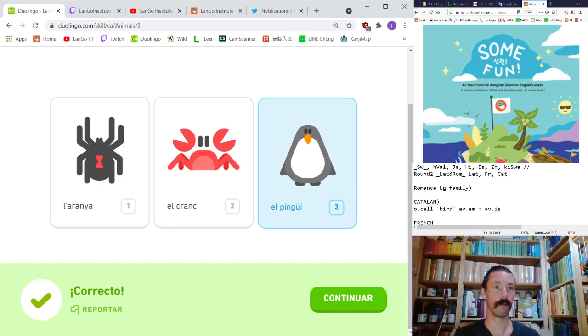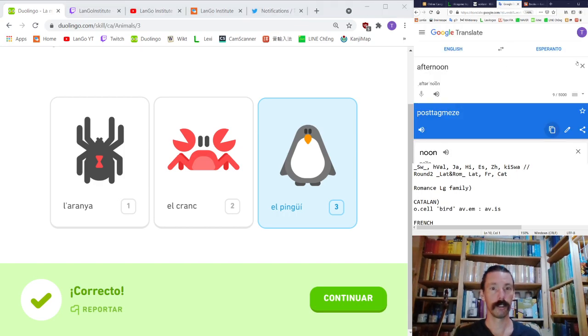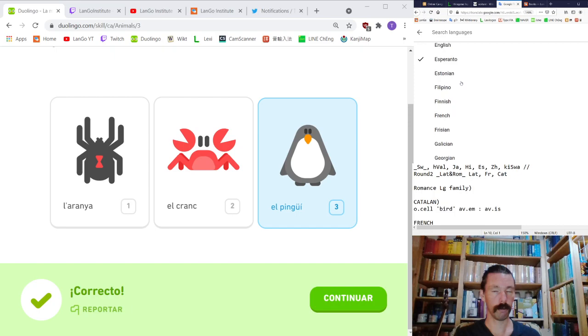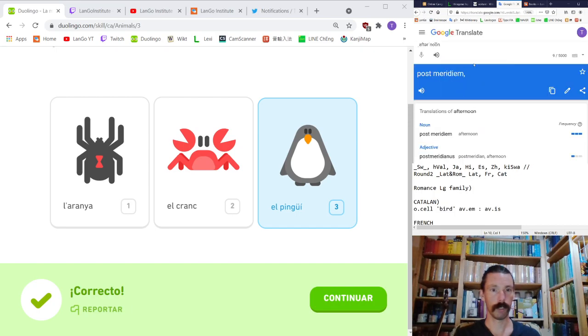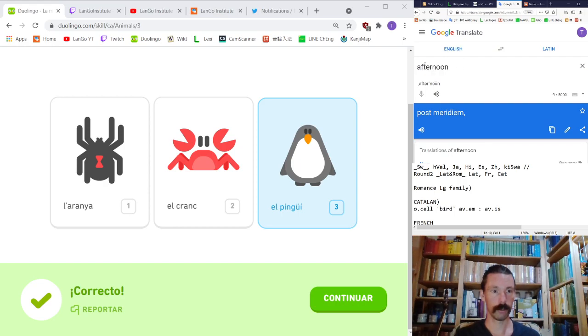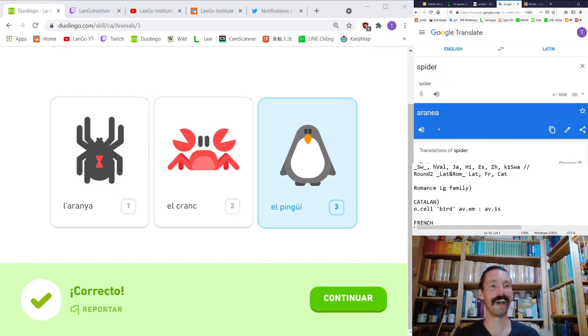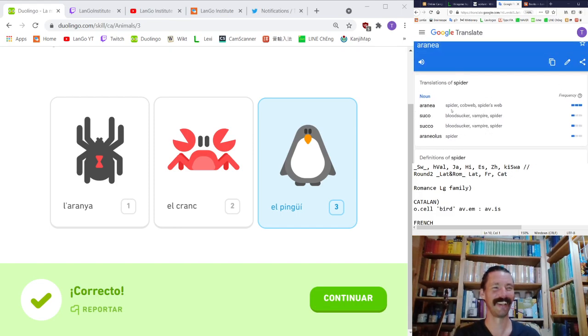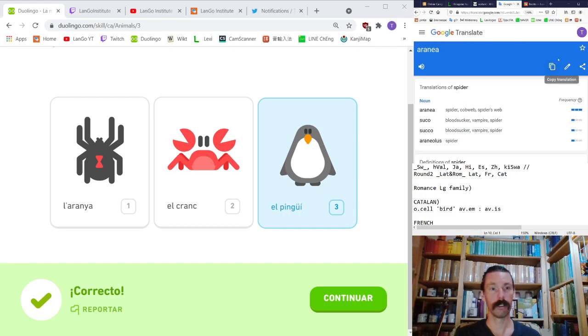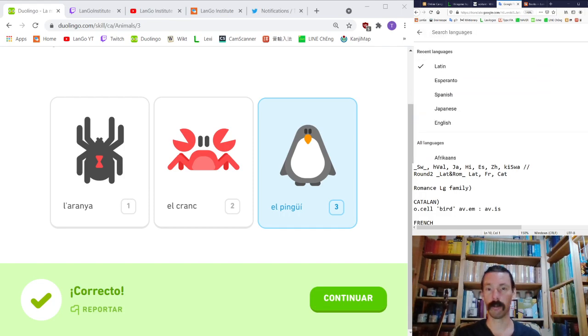Aranea must have been in Latin, right, for the spider. For this kind of thing, Google Translate is quite wonderful. Spider. Aranea hominis, Spider-Man. Aranea hominis. Interesting. Aranea. In Greek, arachne, I think. In ancient Greek. But anyway.